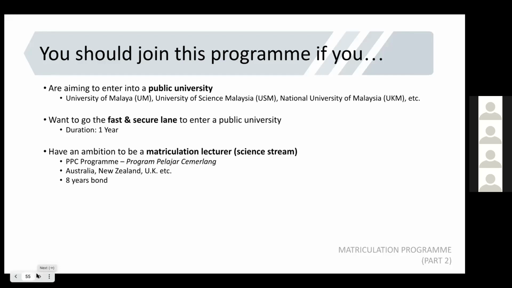And also, if you want to be a matriculation lecturer, there's this program called PPC. You get sent to study overseas for a degree in countries like Australia, New Zealand, UK, and then you're bonded to the government for 8 years prior your graduation. And yeah, I think that's it.